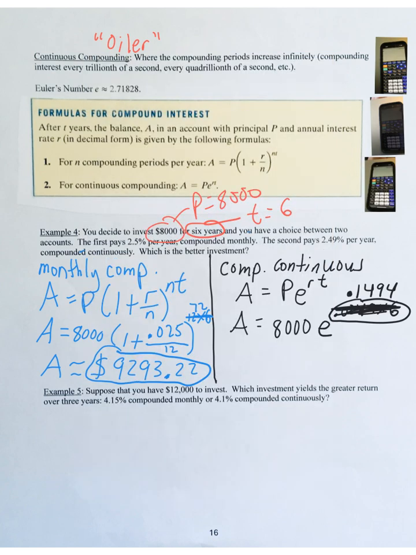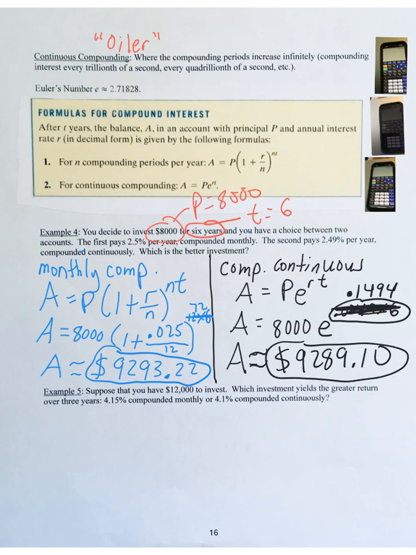So jotting that down, the full amount with the continuous compounding scenario is approximately, we did round it, so I did the little approximately wave there, $9,289.10. So now we've computed the monthly compounded account, the continuous compounding account as well. We're ready to go back to the question, which is the better investment? So just simply compare the two numbers, see which is bigger.